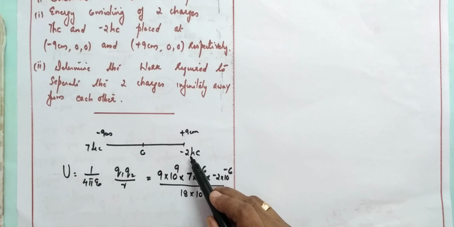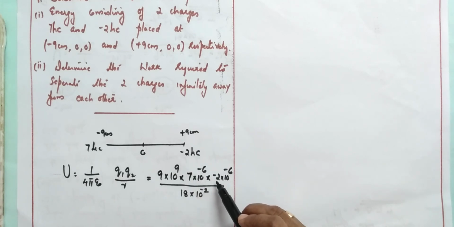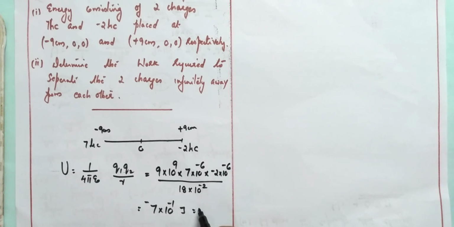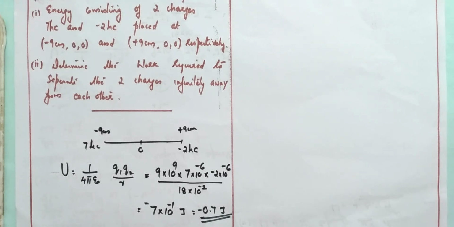Here, if the charge is negative, we have to substitute it as negative, because potential energy is a scalar quantity. We have to substitute the value of the charge as negative or positive as such. Now, if you simplify, what is the answer? It is minus 7 into 10 raised to minus 1 joule, or minus 0.7 joule. So the potential energy between the two charges is minus 0.7 joule.